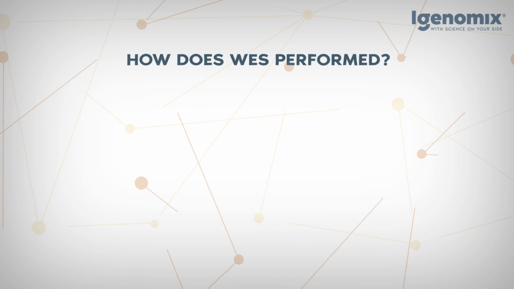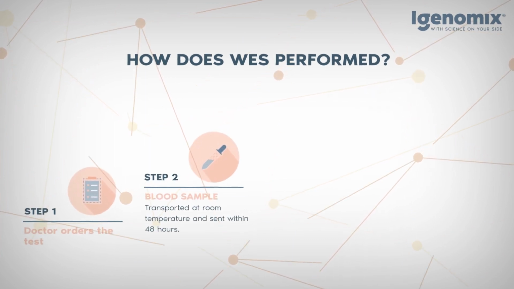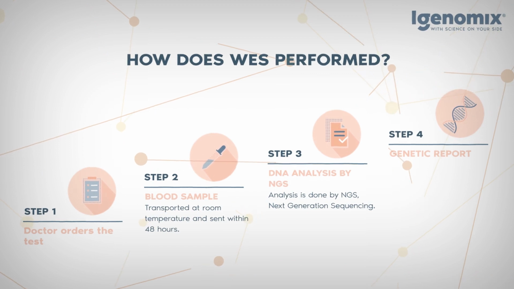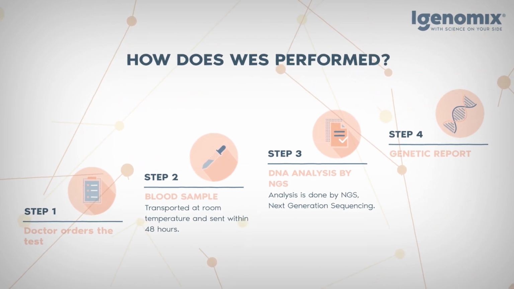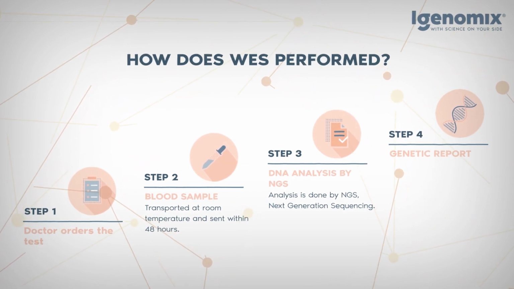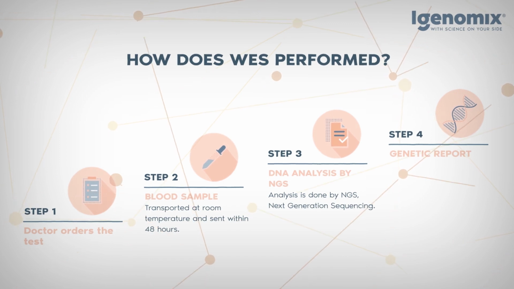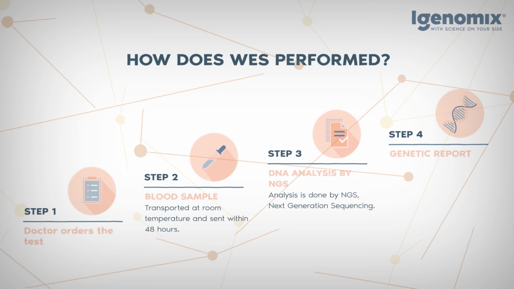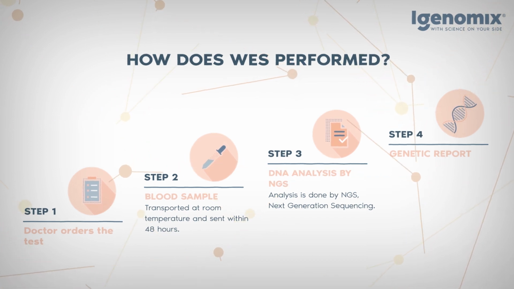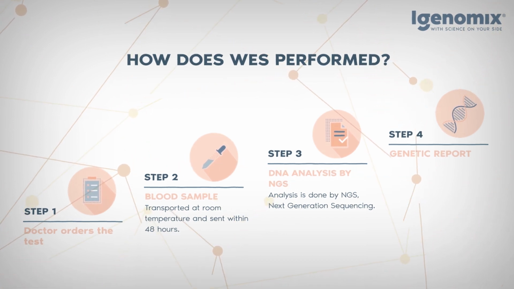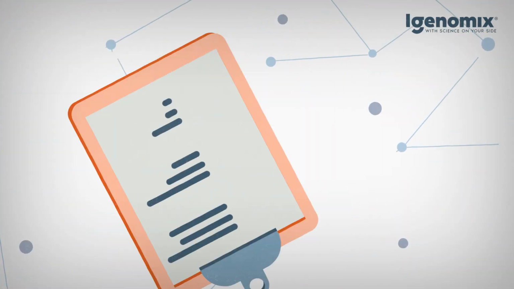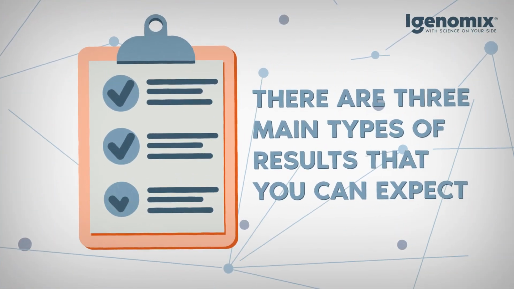A physician prescribes whole exome sequencing test that requires a simple blood draw. Once iGenomics receives your blood sample, the analysis is completed using an advanced technology, next-generation sequencing (NGS). A genetic report summarizing your results is generated so that your results can help you make more informed decisions during your reproductive journey. There are three main types of results that you can expect.